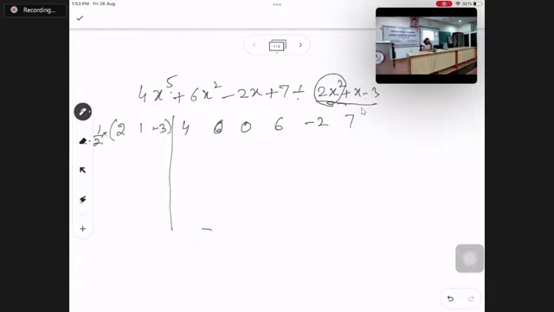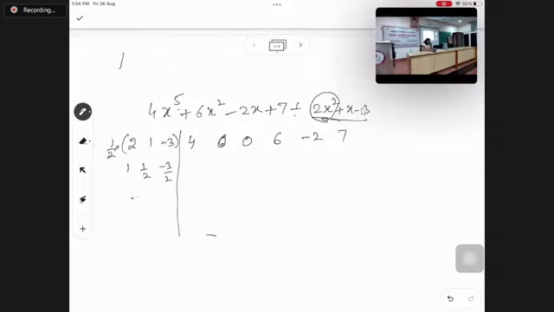So what exactly are you getting? 1, 1 by 2, minus 3 by 2. Now you have to take the opposite signs, leaving 1. So it is minus half and 3 by 2. Sorry, minus 1 by 2 and 3 by 2. Again proceed in the same way.